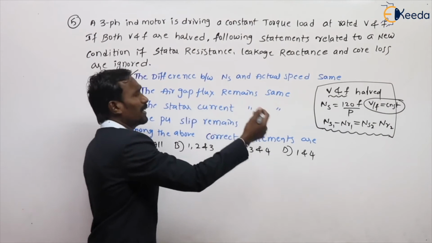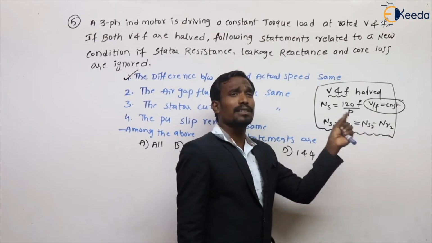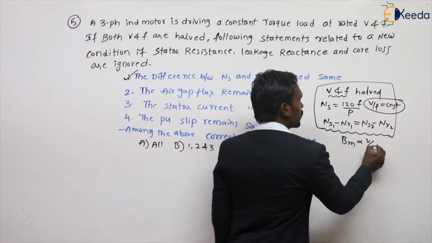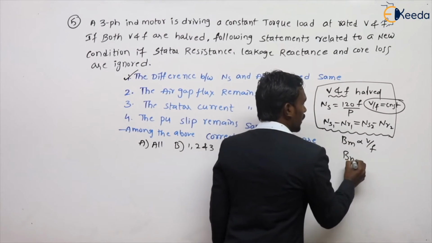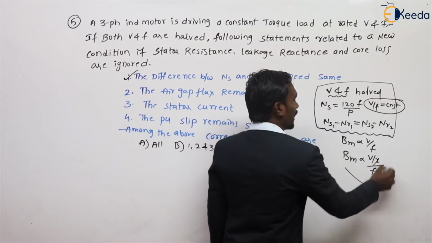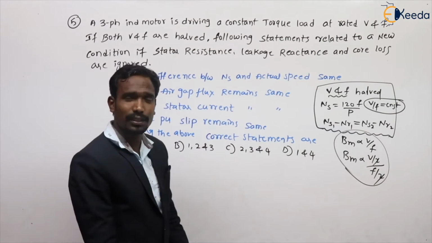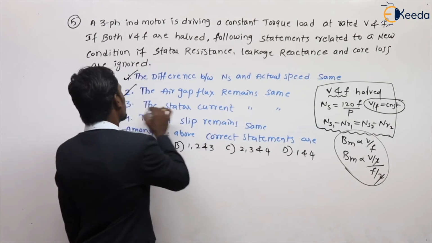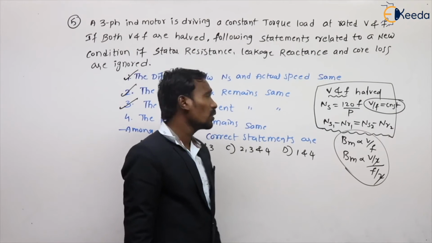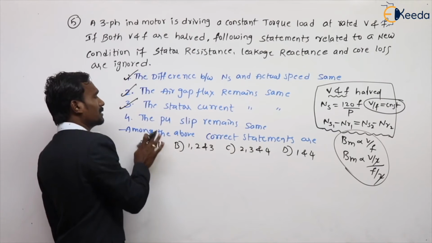Next, the air gap flux remains the same. Of course, at this condition, voltage and frequency are both halved. Hence, the flux density is directly proportional to V by F. Here, voltage halved and frequency halved, the 2 gets cancelled. Again, same flux density, which is nothing but the air gap flux also remains the same. And here, stator current also remains the same. No doubt at all. First one correct, second one correct, third one correct, and the fourth one?